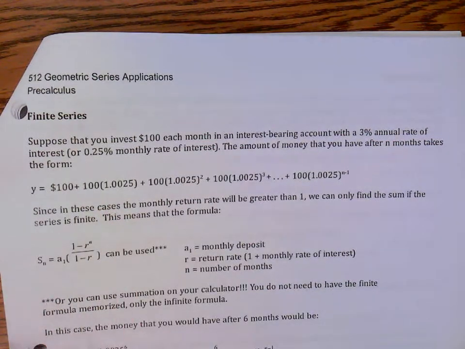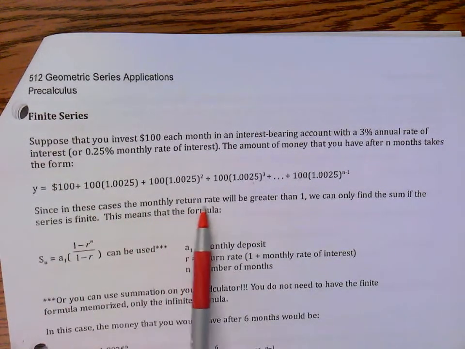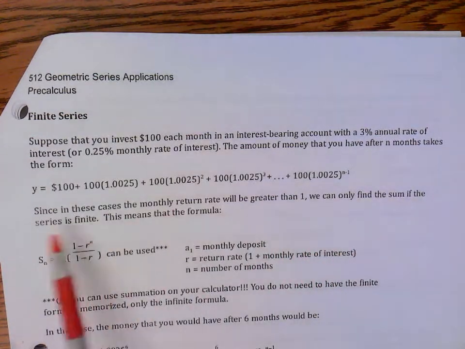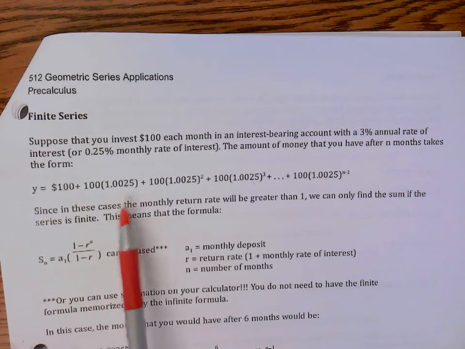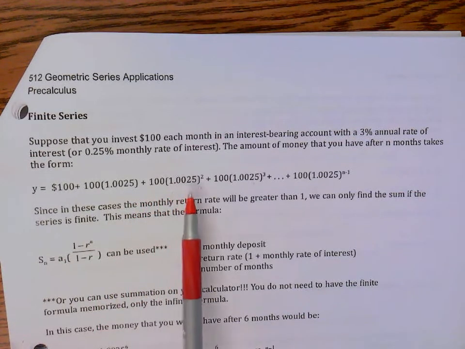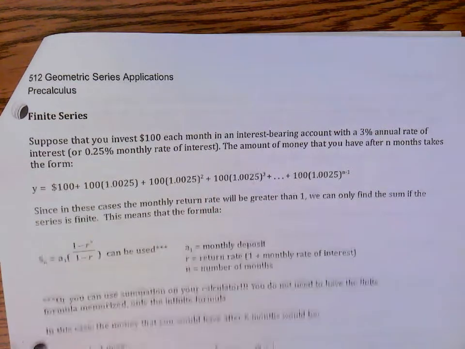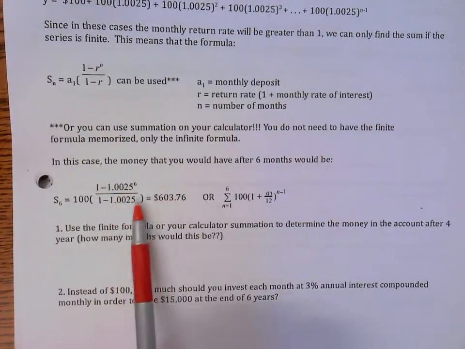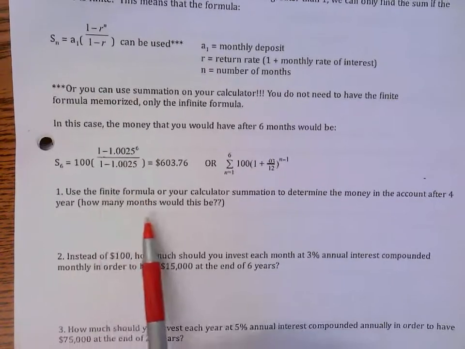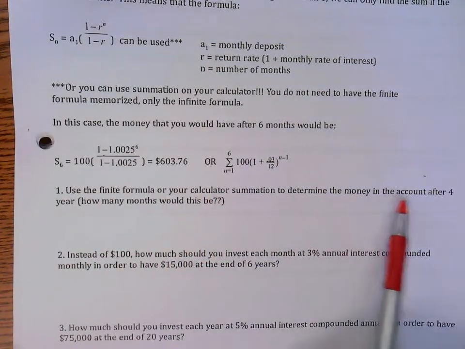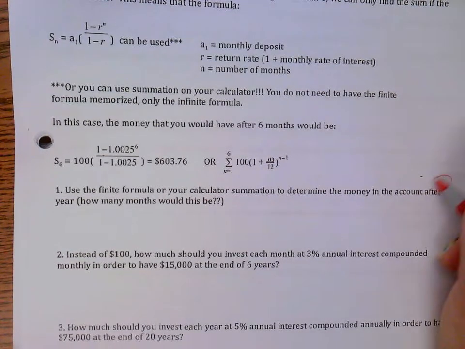So it says, since in these cases the monthly return rate will be greater than 1, we can only find the sum if the series is finite. So I have to tell you how many months I'm doing it for. I can't do it for infinity. All right, so we're actually going to skip using their formula, and we're just going to use the calculator to determine the amount of money in the account after 4 years.